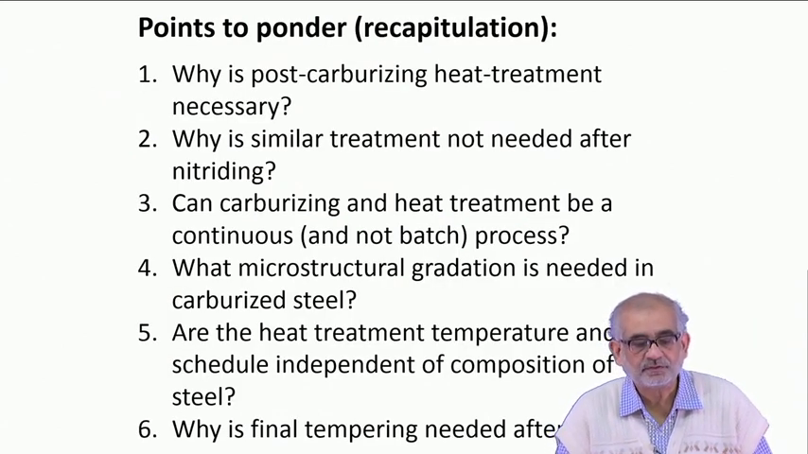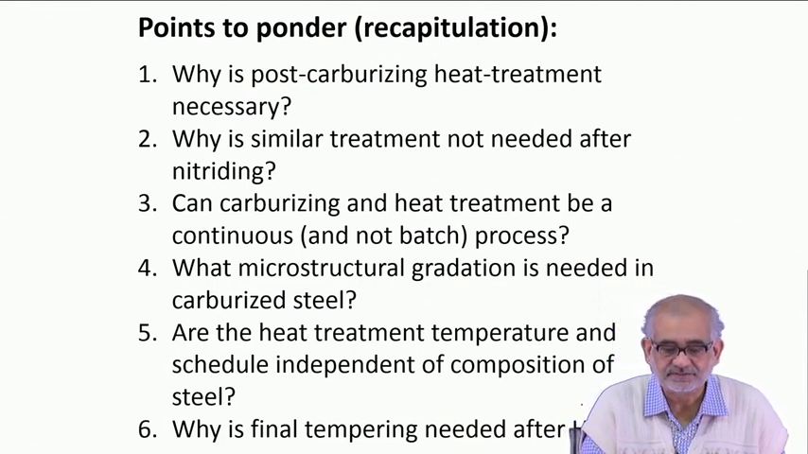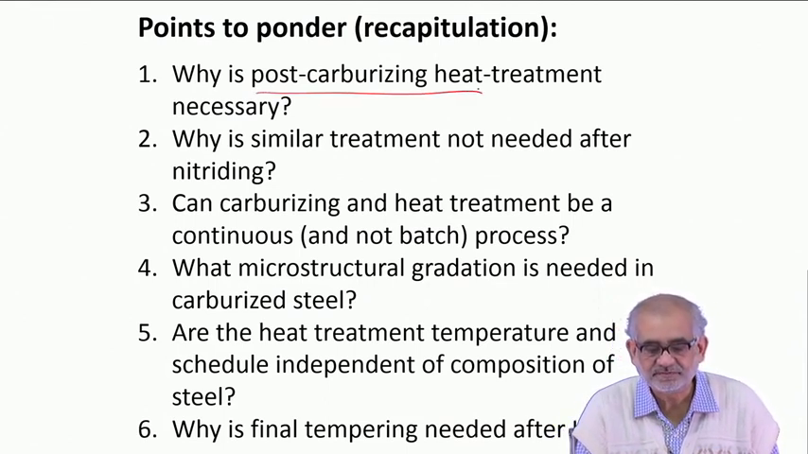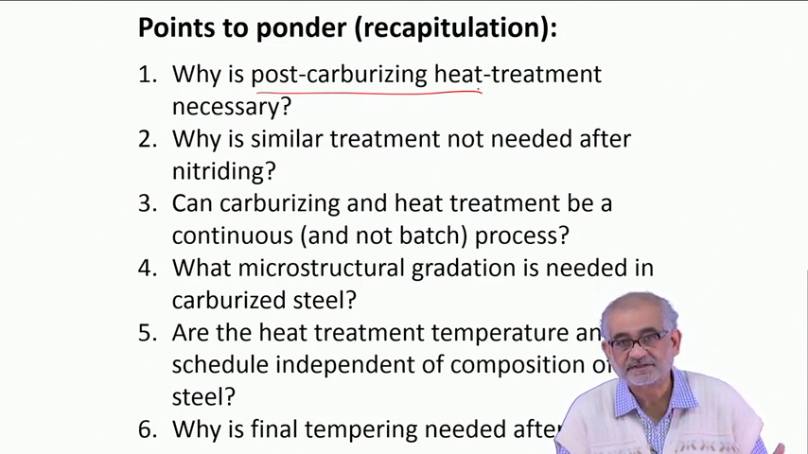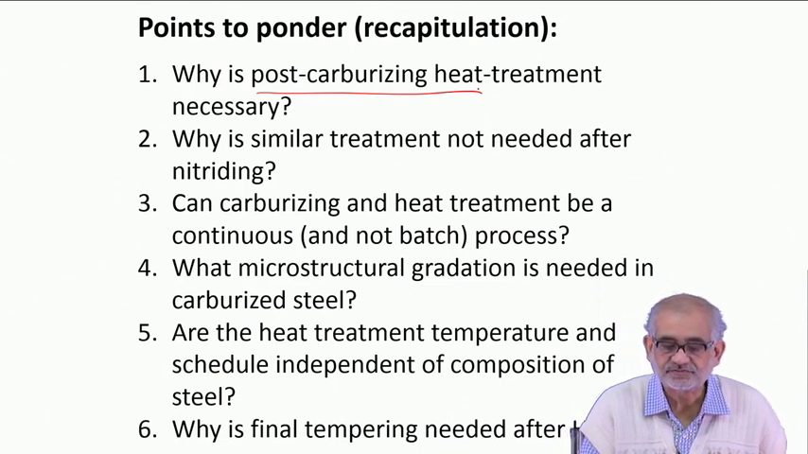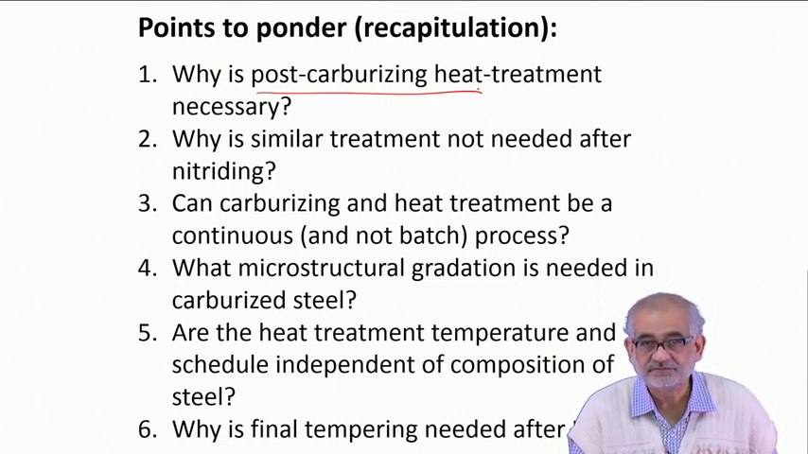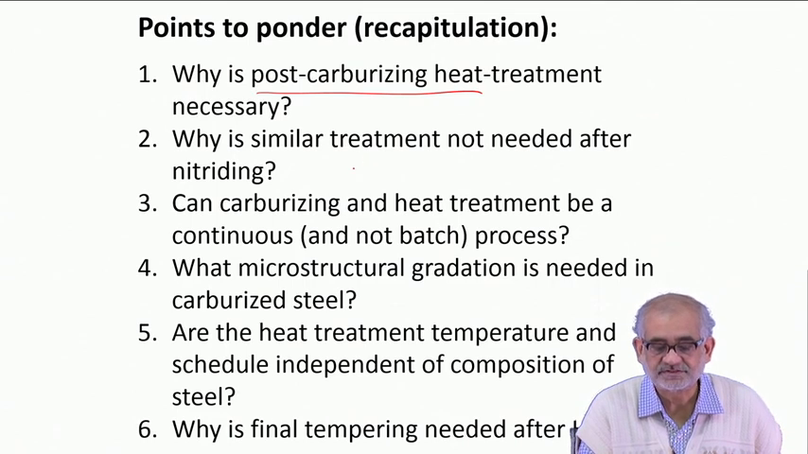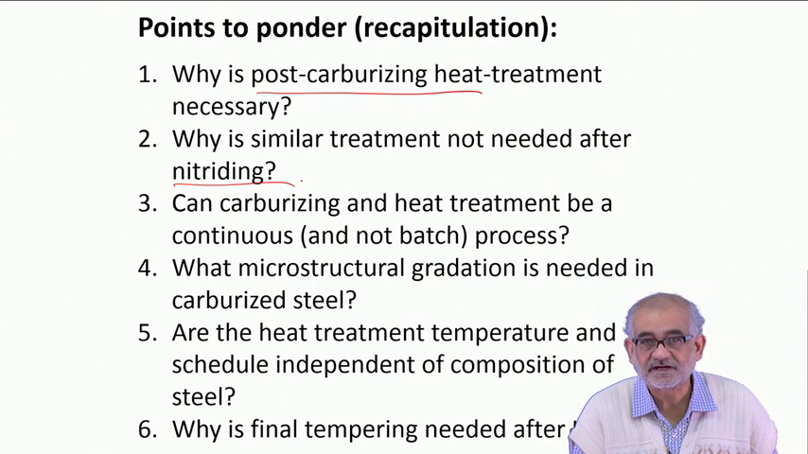So what we have discussed briefly here is the post-carburizing heat treatment that's needed because of the requirement to develop the complex graded microstructure, and also because we have widely varying composition from the surface to the core. We don't need a similar treatment for nitriding because the hardening is coming not from martensite, it is coming from nitrides which are already formed during the nitriding process itself. So the material is ready for use just after the nitriding treatment.